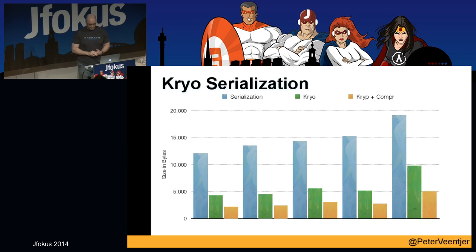Now, we had a few ways to improve it. The first way of improving it was changing the serialization. So we received a bunch of serialized products, and on average they were between 10 and 20 kilobytes big. And by replacing the serialization by Kryo, on average we got a 60% reduction in size. Kryo also has an option for compression, and on average we got an 80% reduction in size.